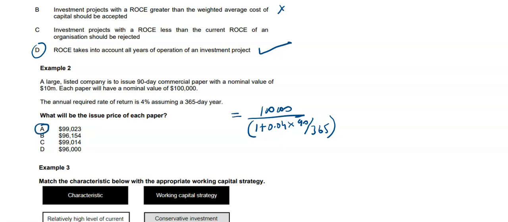Maybe some of the students will take 4% of this value, multiply by 90 over 365, and then deduct it from the 100,000. That will be equal to 99,014. But that's not the correct way. This is the correct way to calculate the value.